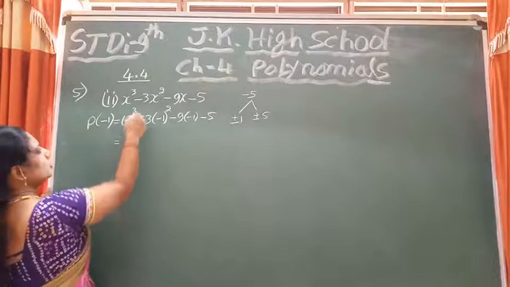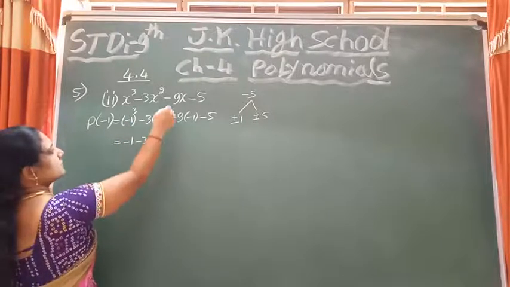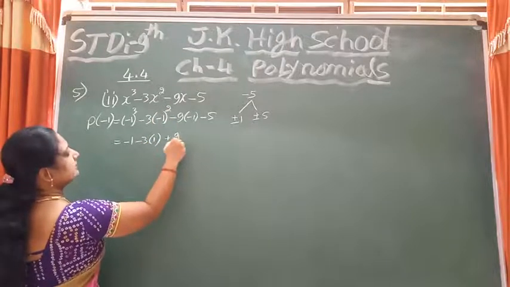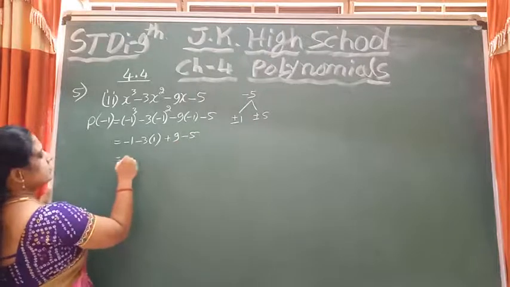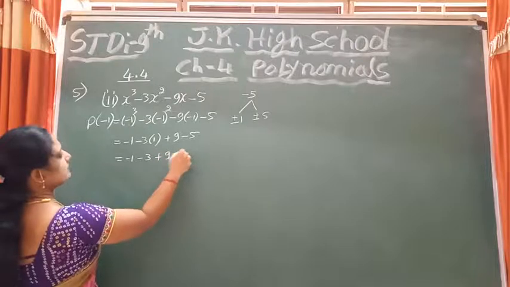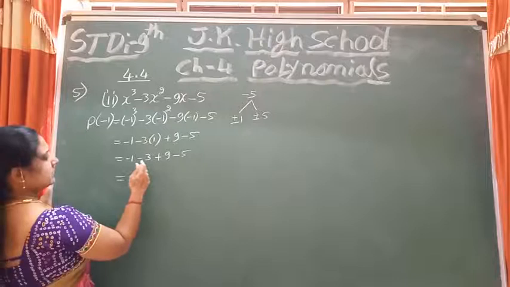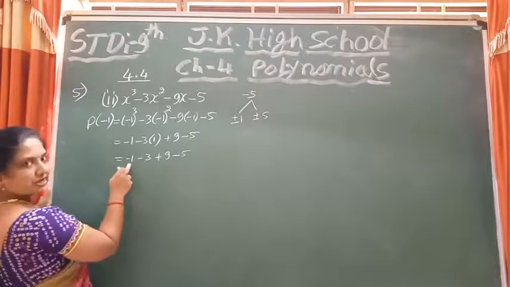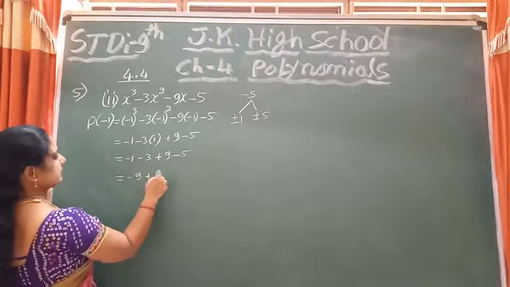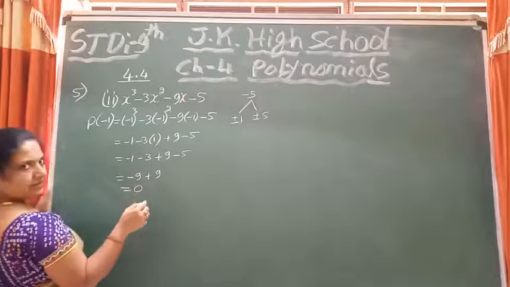So, minus 1 whole cube means minus 1 only. Minus 3, minus 1 whole square means it becomes positive. Minus into minus, plus 9, minus 5. So now minus 1, minus 3, plus 9, minus 5. Now if I check, minus 1, minus 3, minus 5 value if I add, I am going to get minus 9, plus 9. So minus 9 plus 9, if I cancel it, I will get the value as 0.